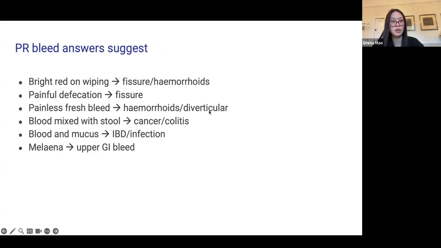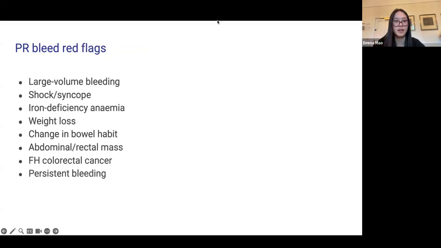Diverticular disease can also lead to painless fresh bleeding, so that needs to be investigated. So if there's blood mixed with the stool, that can suggest cancer and colitis because it's further up inside the colon. And then if there's blood and mucus around the stool, then it suggests more IBD or an infection. Or an upper GI bleed. Okay.